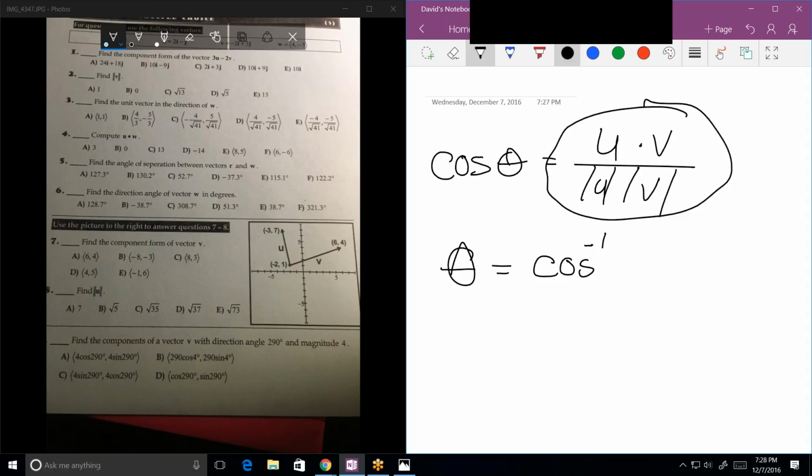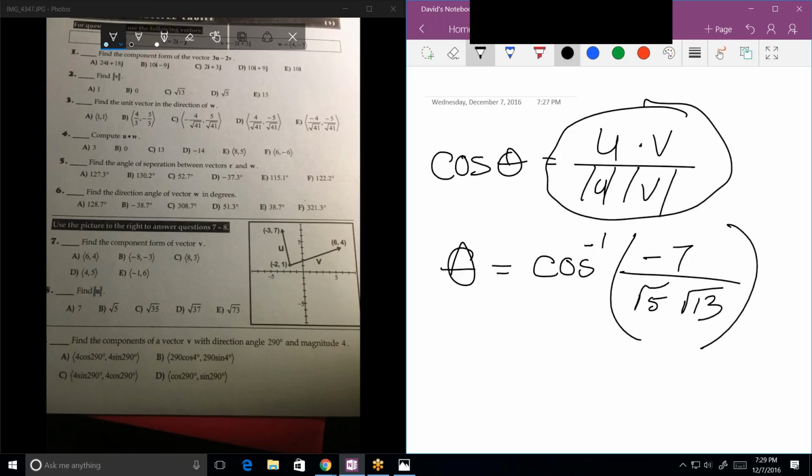Okay, what did we get for u dot v? Didn't we do that already? No, that's going to be minus 4 minus 3 minus 7. I think we did do that at one point. And then the magnitude of u is the square root of 5, and the magnitude of v is the square root of 13.